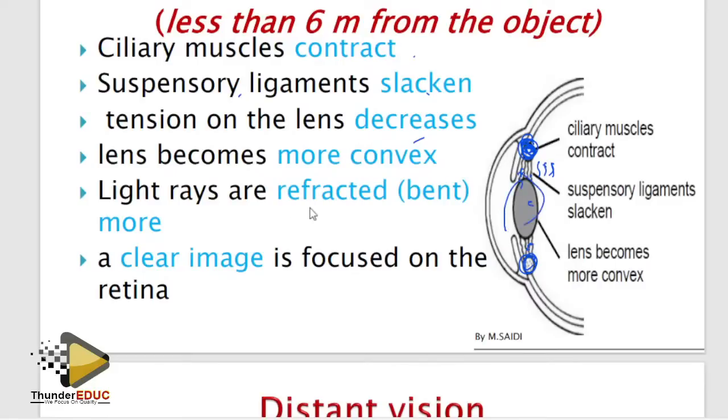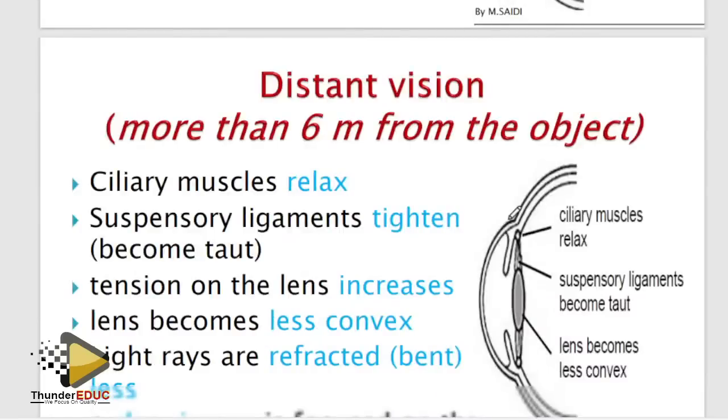How do you see a far object? You see it too small. Therefore, the lens is supposed to be small. How do I make this lens go from small to big? It means that the tension must be reduced. If the tension is reduced, the ciliary muscles must contract, then the suspensory ligament must slacken. The tension on the lens decreases and the lens becomes more thick, which you call more convex. If you don't remember the word more convex, you can say more thick. We also give you a tick on that. So this is the difference.